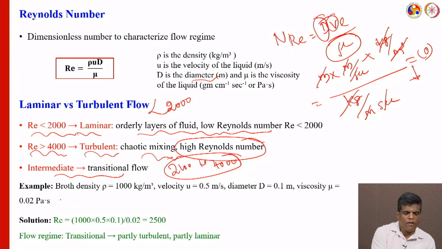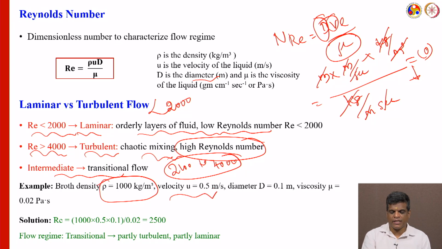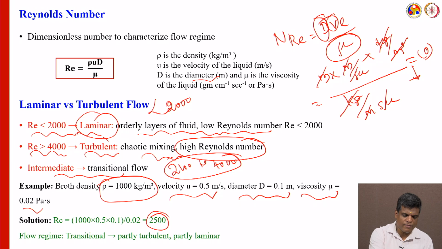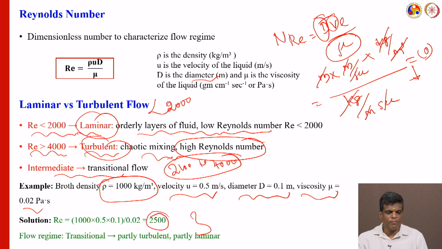So, here is one small example. The broth density is rho, the velocity is 0.5 meter per second, there is a diameter also, and the viscosity is 0.02 Pascal seconds. You just substitute everything, and we get about 2500. So, this is not laminar flow, and it is not turbulent flow either; it comes in the intermediate range, called transitional flow, because it falls in between. A simple example.